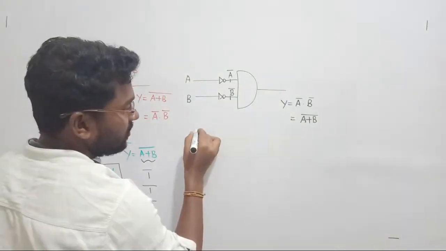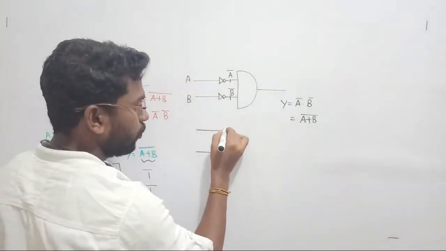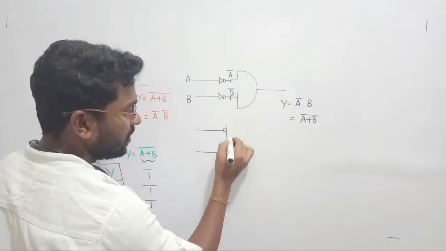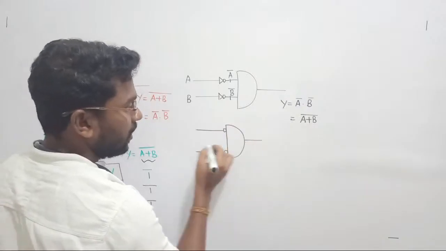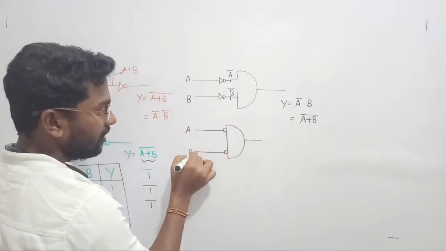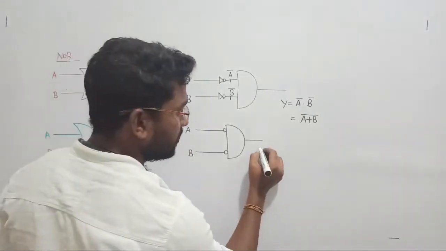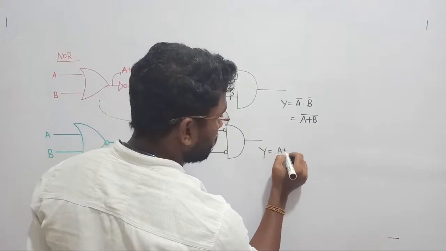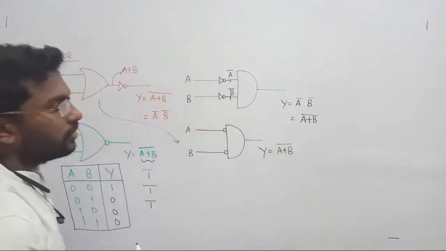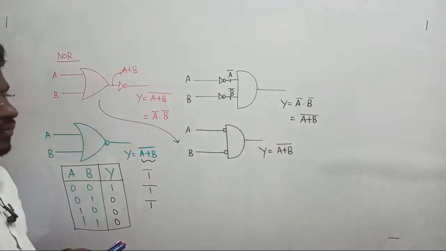And these NOT gates are simply represented as a bubble, and then it is the AND gate. So this is the representation, the equivalent circuit of NOR gate, and its output is going to be A plus B whole bar. Clear? So that is the representation of NOR gate.